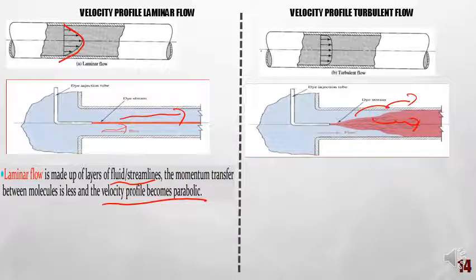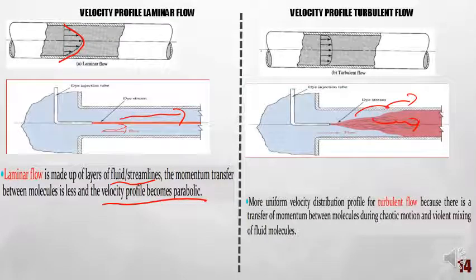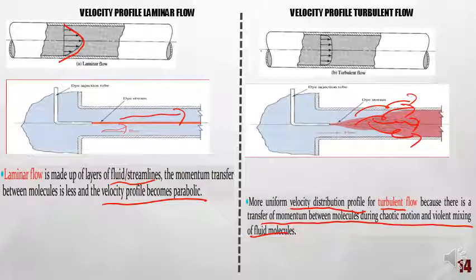Meanwhile, for turbulent flow, it will look like this. It's kind of uniform. What happens is that turbulent flow has a more uniform velocity distribution profile because there is a transfer of momentum between molecules during chaotic motion and violent mixing of fluids. Due to the chaotic condition, there's a transfer of momentum between the fluid that makes the velocity profile become like this.